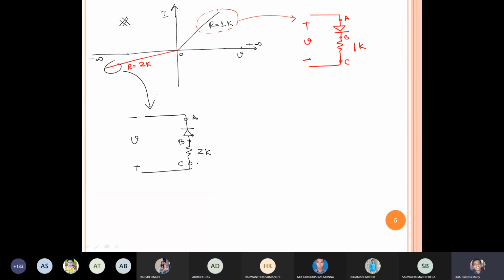Yes, sir. Is there any doubt? Sir, can you repeat once again? Which one? The red one or the black one? That negative line. Negative line. The red one.